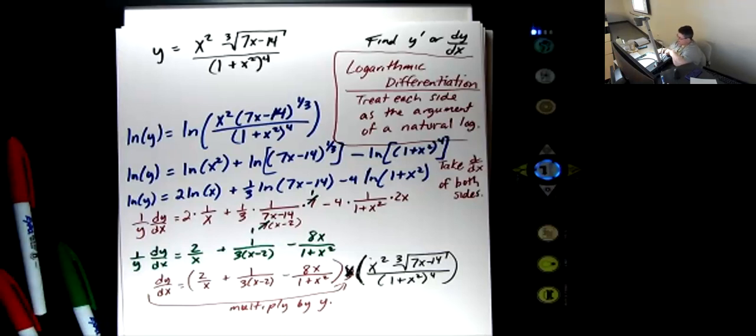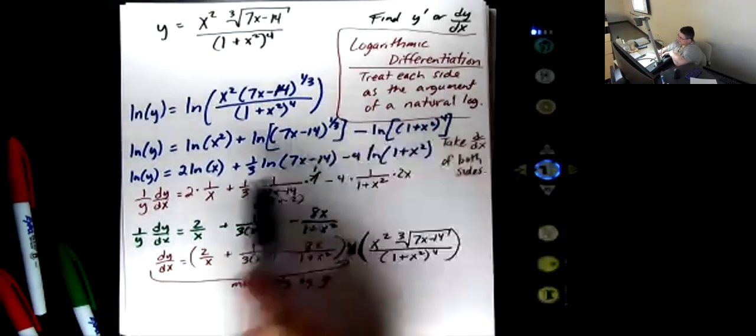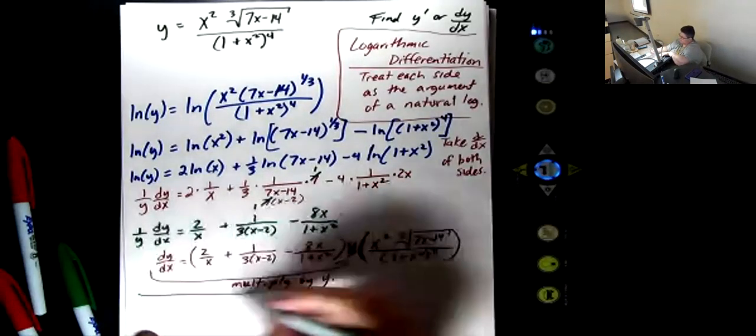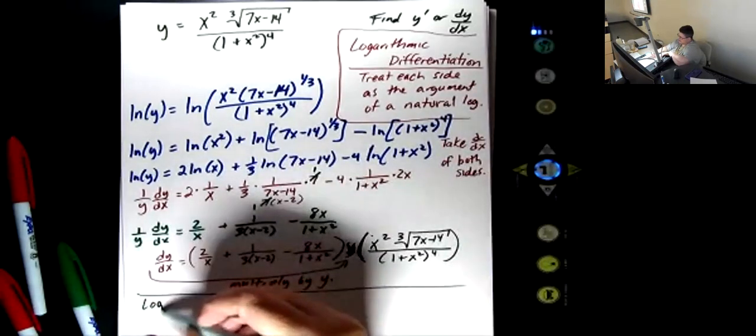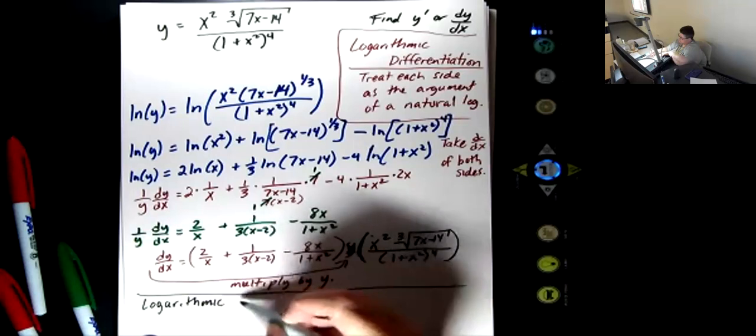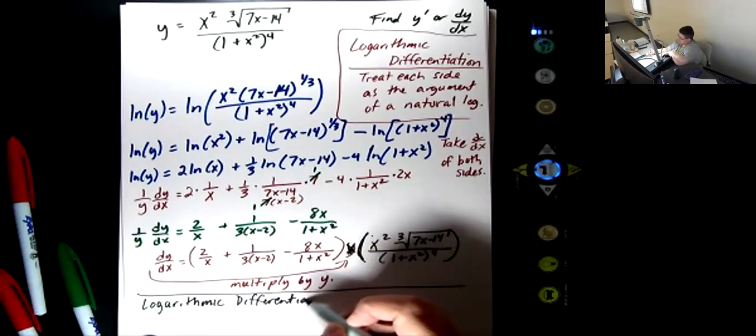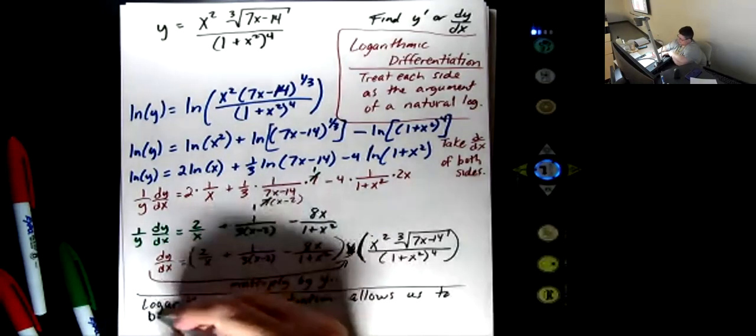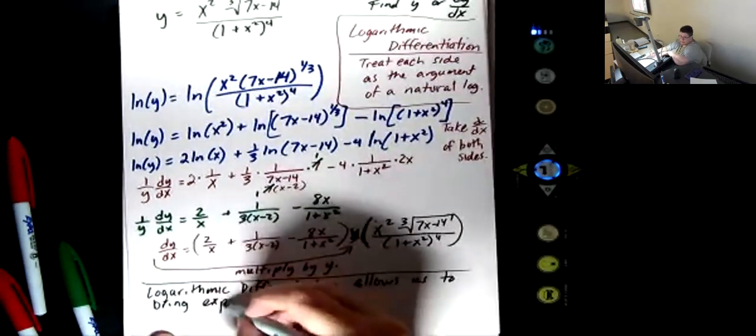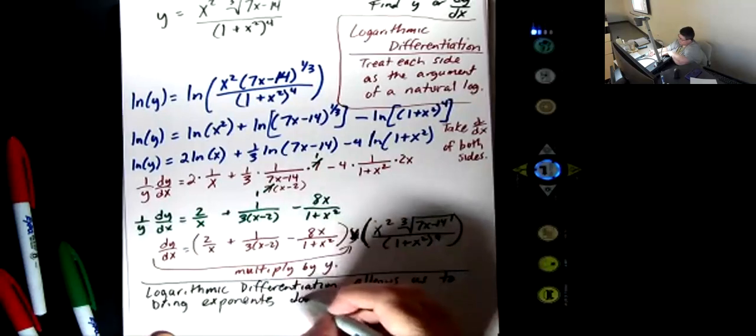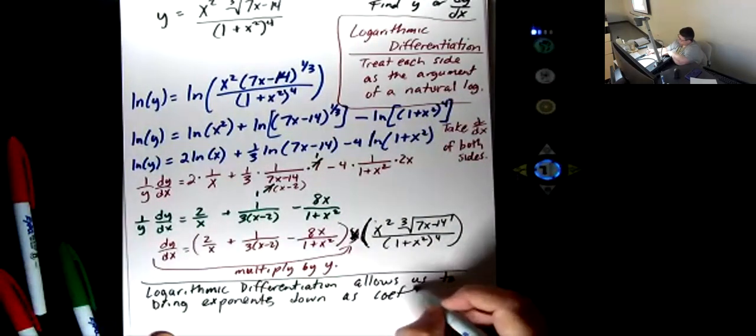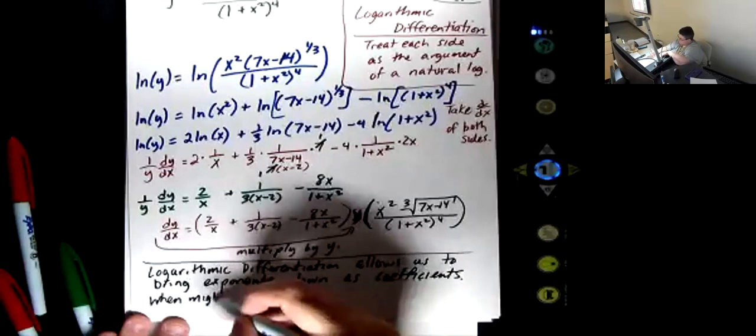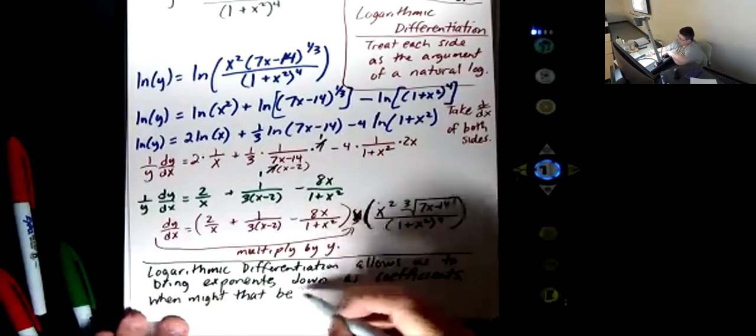What's really helpful about this process is when we have logs, we can bring the exponent down. So logarithmic differentiation allows us to bring exponents down as coefficients. When might that be helpful? I'm going to go with super helpful.